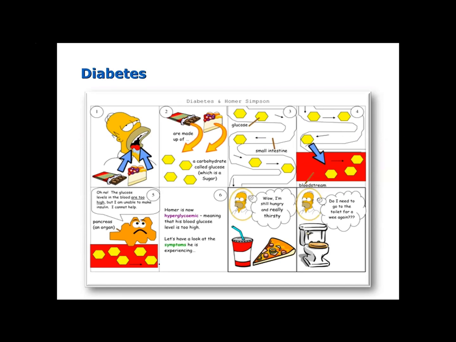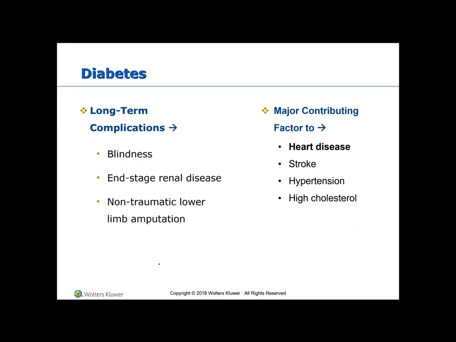Here's a fun little cartoon that I like about diabetes. So, like I said, Homer always loves eating the candies, and I wish it had donuts, but it's candies. They're made of sugars. Sugars are in the system. They're in his bloodstream. The glucose levels are too high. Pancreas isn't producing insulin. So then Homer is now hyperglycemic, meaning that blood glucose is too high. And so he's hungry and really thirsty, and he's always having to go pee again. So just kind of a quick, comic version of that.